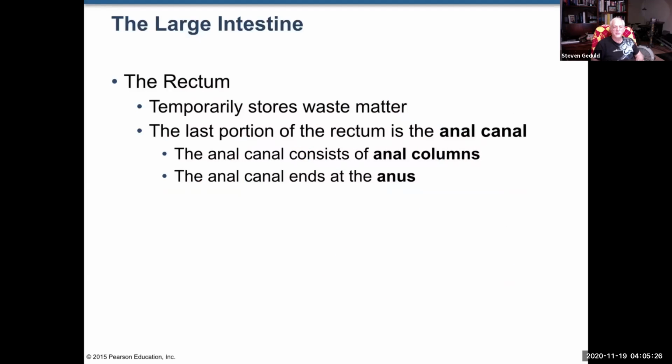At the end of the colon is the rectum. The rectum temporarily stores waste material. That's its job. The last portion of the rectum is called the anal canal. The anal canal consists of anal columns. The anal canal enters the anus, which is the opening.